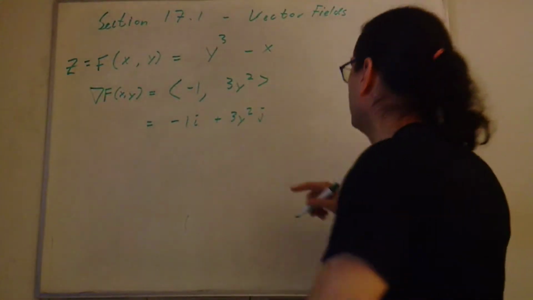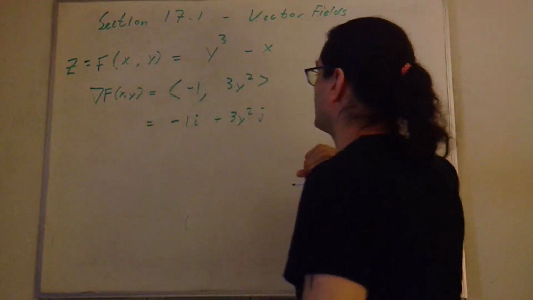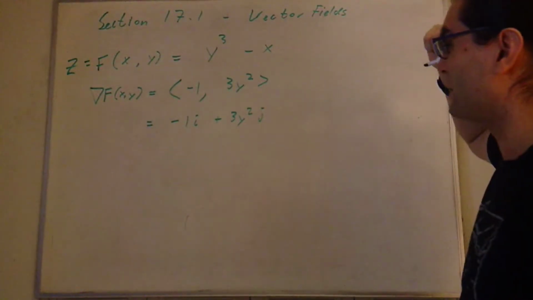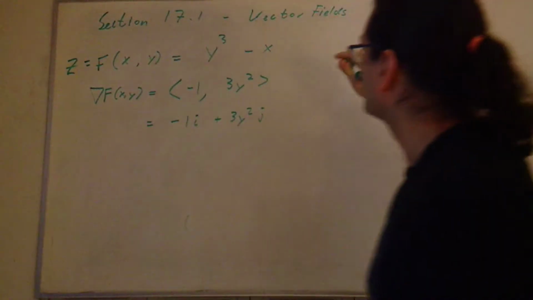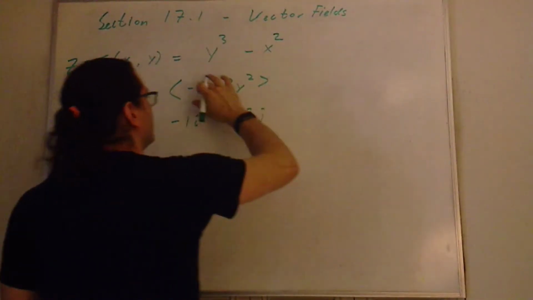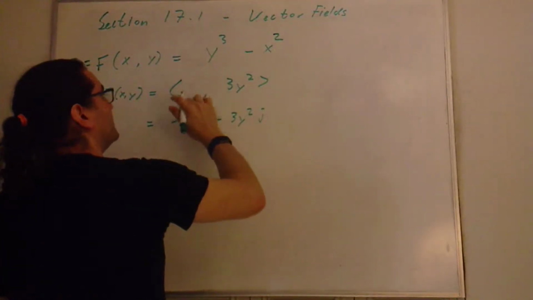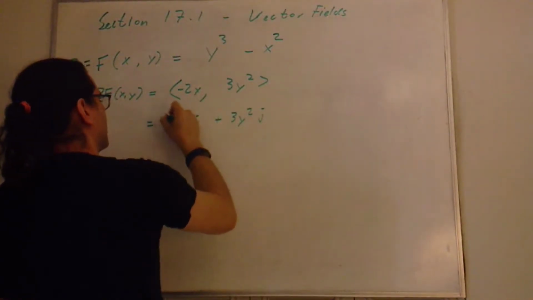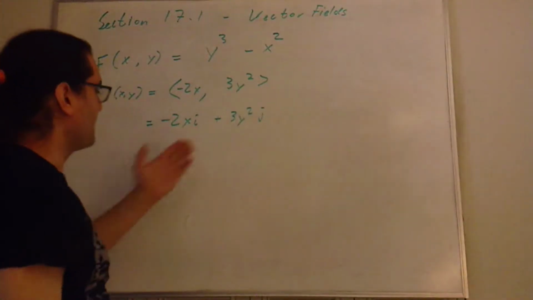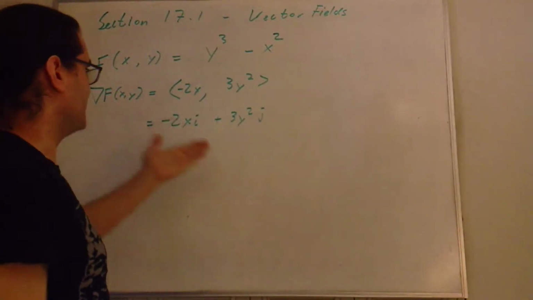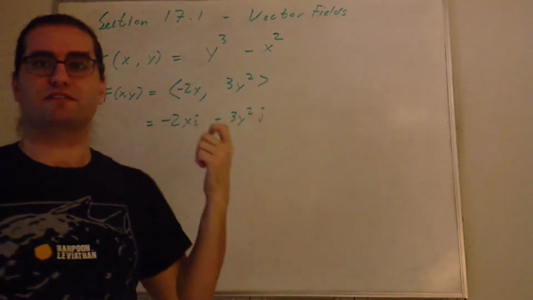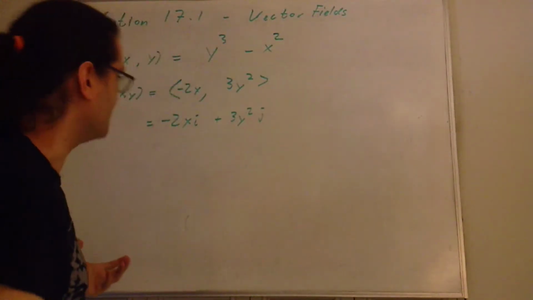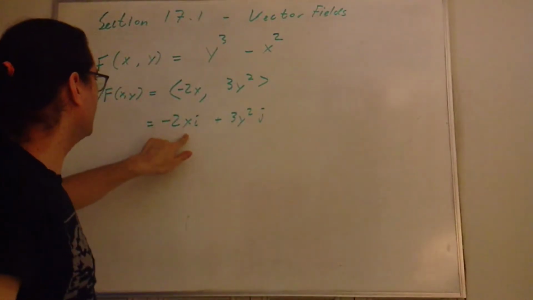So this is probably a poor example to start with because it doesn't depend on x. So let me change it around a little bit. We'll make this a negative x squared. So you have negative 2x here. This is negative 2x i. Okay, now we have a vector field that does in fact depend on both x and y. So this, I think, will be a better example for us to play with.